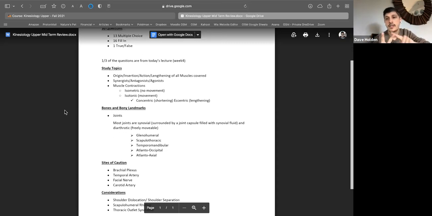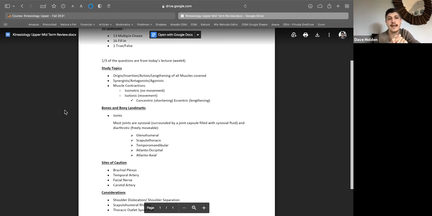Study topics: origin, insertion, action, and lengthening. The action is what it does when it shortens. The opposite action is what it does when it lengthens. So if a muscle is a flexor, it does that when it shortens. When it lengthens, it will extend. The muscle isn't activating, it's being stretched.